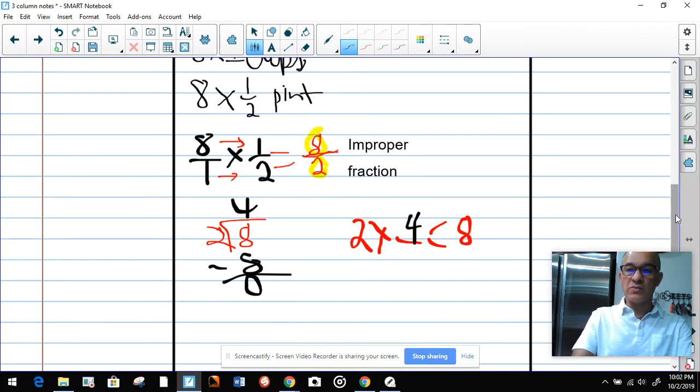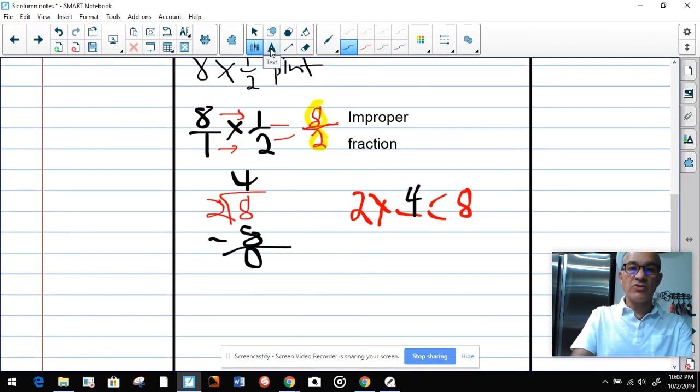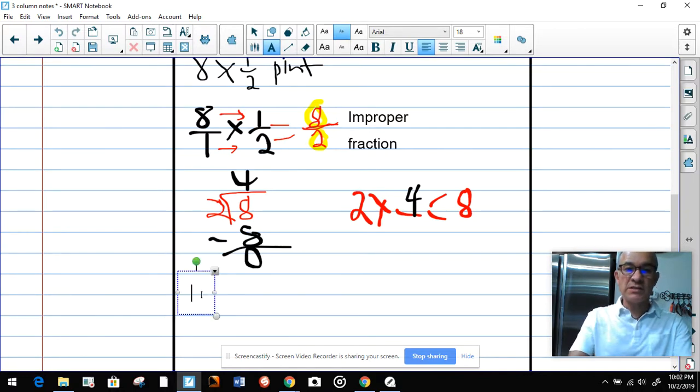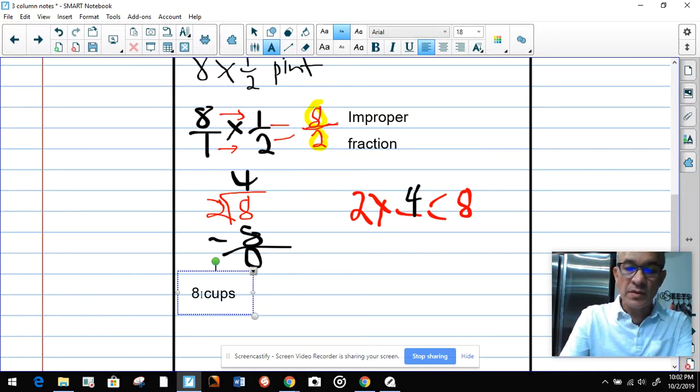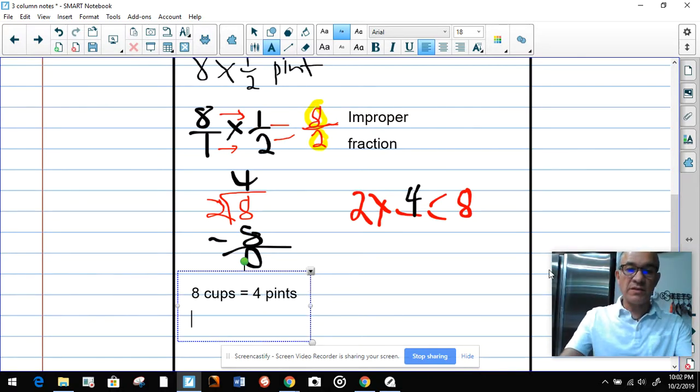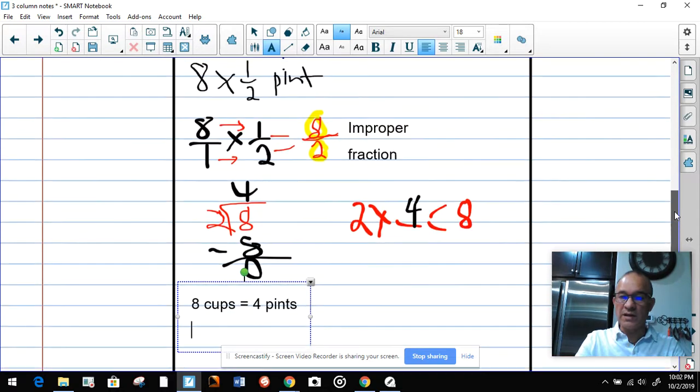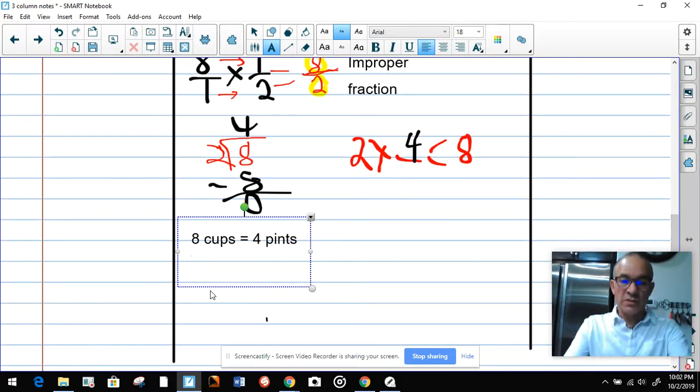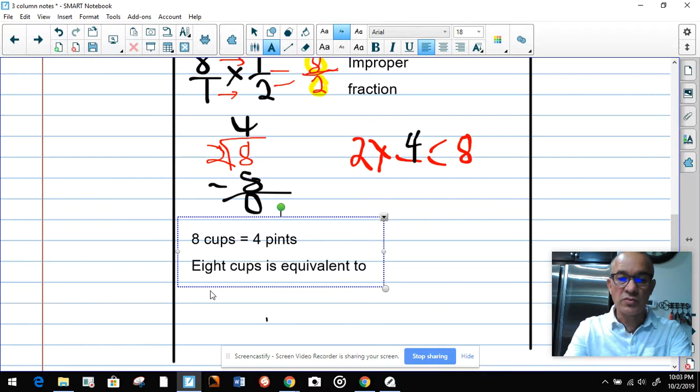Now we know that, let's rewrite the conversion. So let's write it with numbers. It says that 8 cups equal how many pints? Well, we discovered that it equals 4 pints. And our statement is going to be written in this manner. So this is the statement. This is how you write it in words. So, 8 cups, let me capitalize this, 8 cups is equivalent to 4 pints. And that is your answer, my friends.